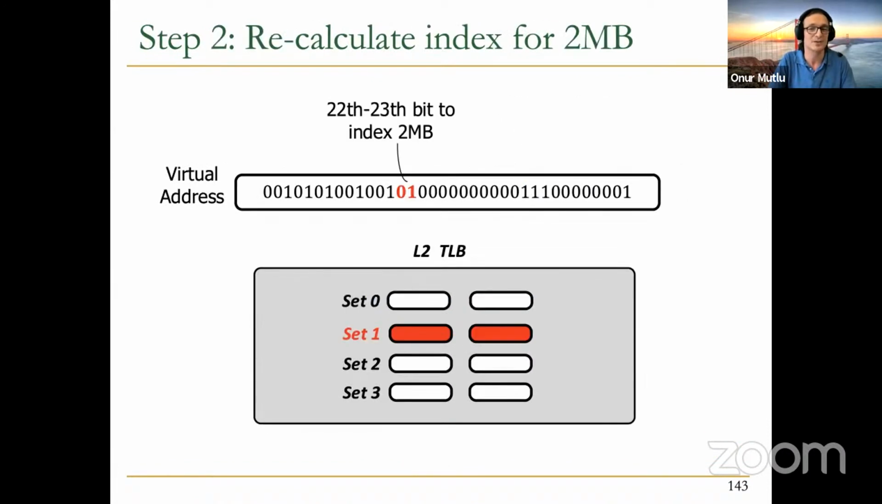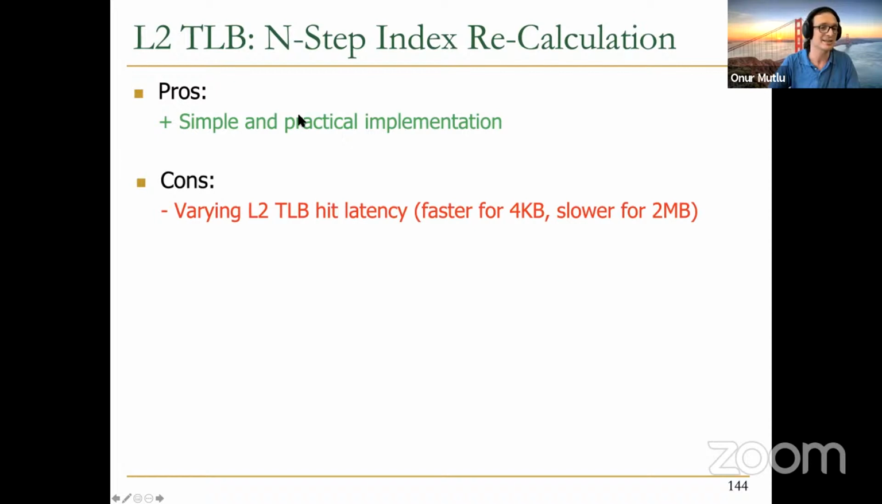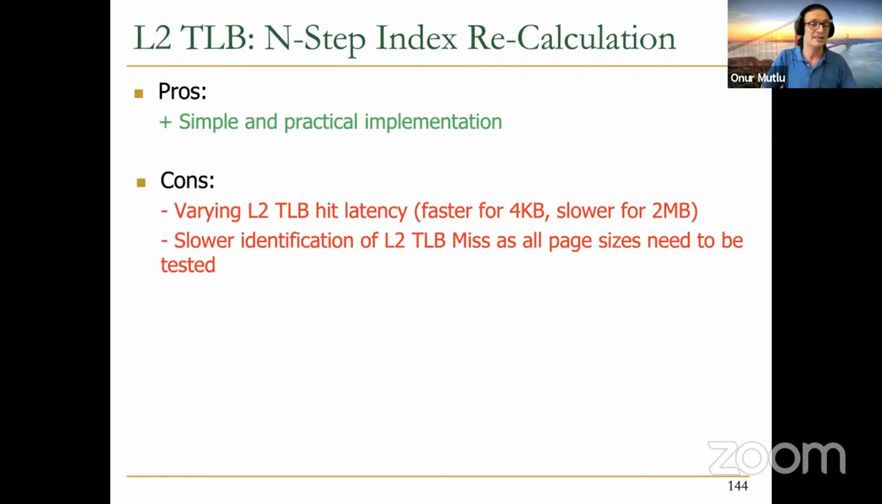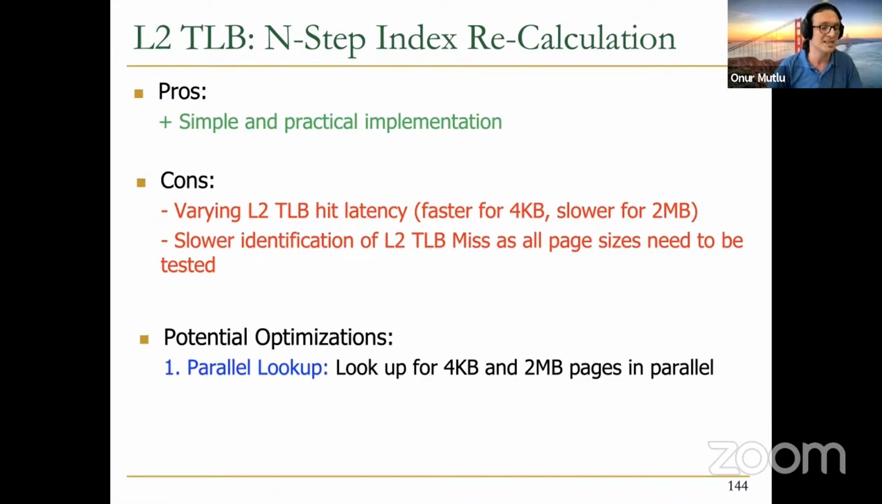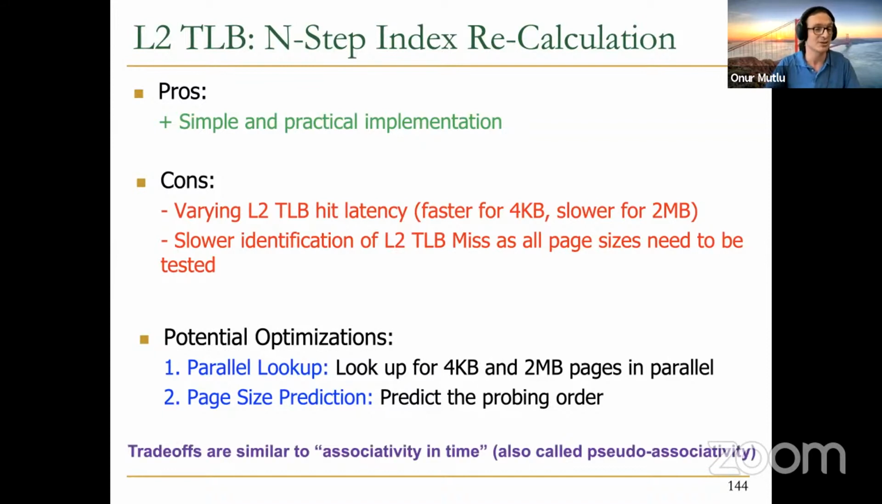You first calculate the index for 4 kilobyte. If you miss, you calculate the index for 2 megabytes. Okay, so L2 TLB has n-step index recalculation. This is simple and practical. The downside is TLB hit latency is longer and varying. And now you have slower identification of an L2 TLB miss, as you need to basically probe all page sizes. So potentially you can optimize it by making the lookup parallel. Of course, this adds hardware cost. Or you can predict the page size, predict the probing order. And the trade-offs are again similar to associativity in time versus space.